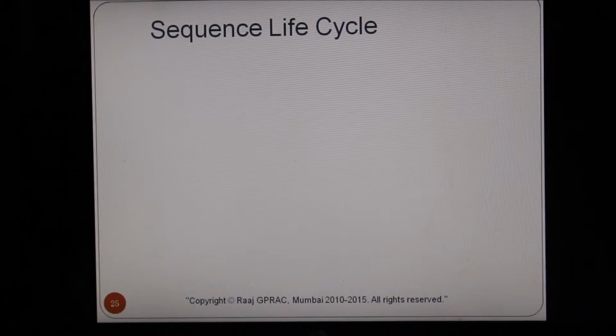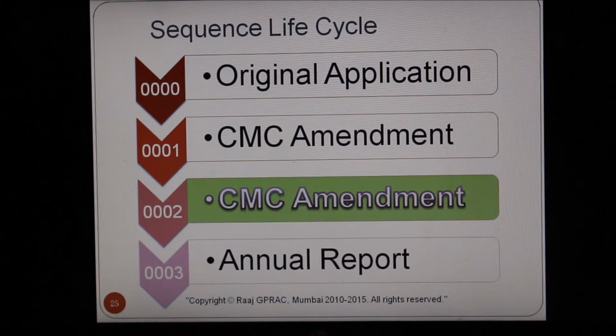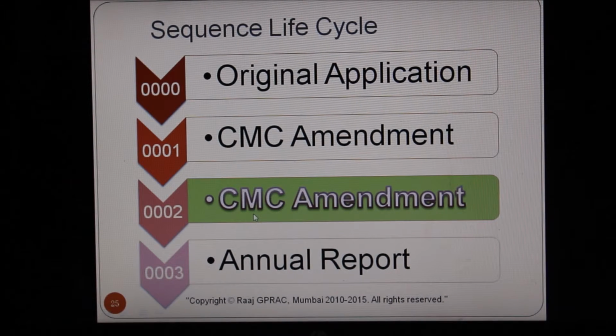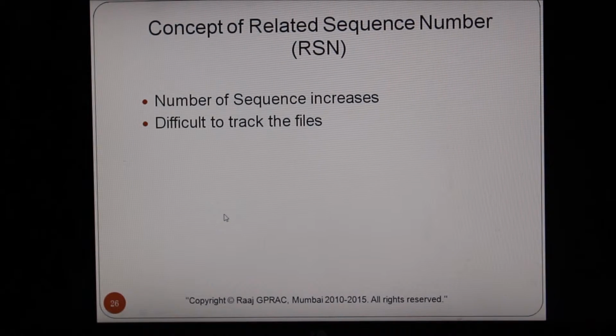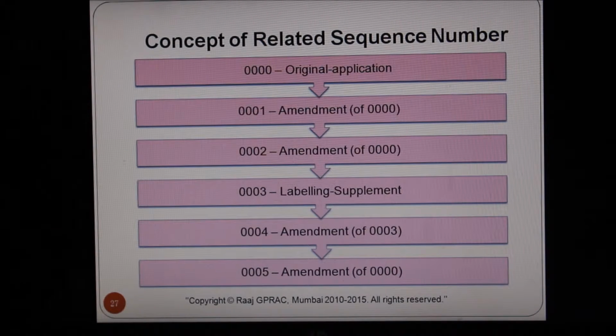Then there is the sequence life cycle. Always 0000 will be your original application. 0001 could be your CMC amendment. One more, 0002, could be your CMC amendment, and 0003 could be your annual report. So how you correlate these sequences with each other is called the concept of related sequence number. As the number of sequences increases, it becomes difficult to track the files.